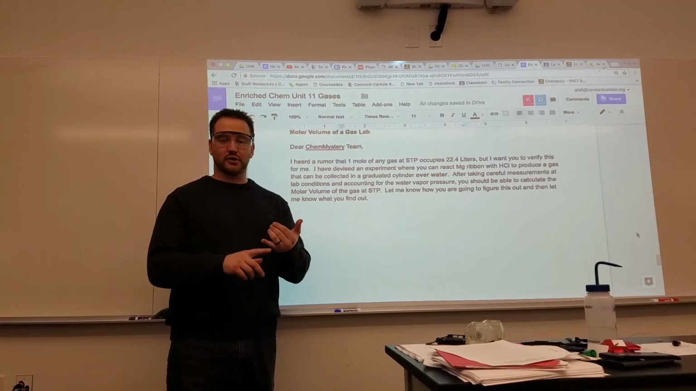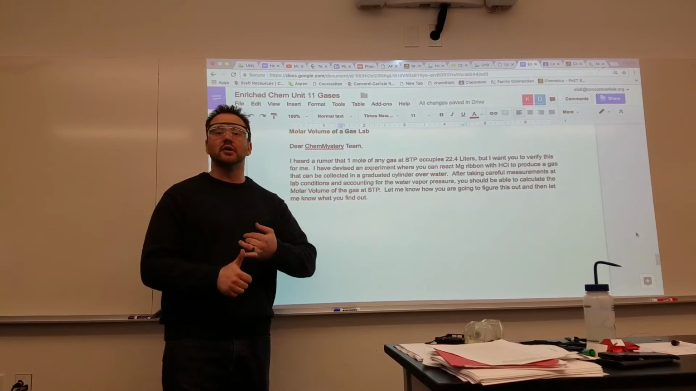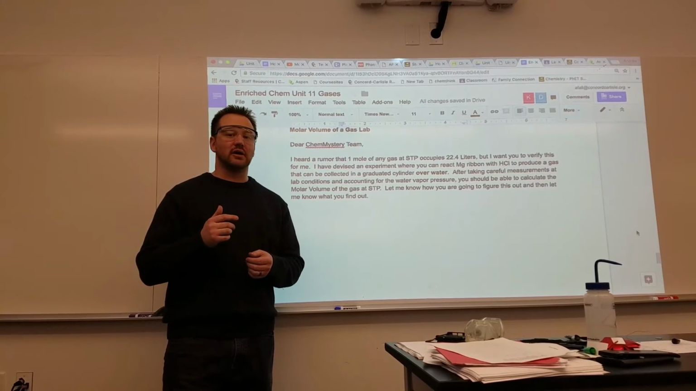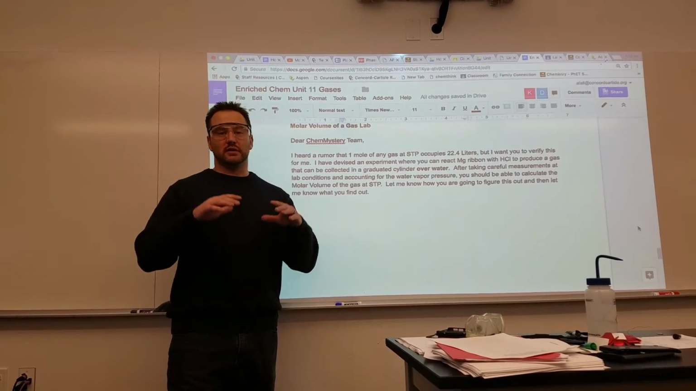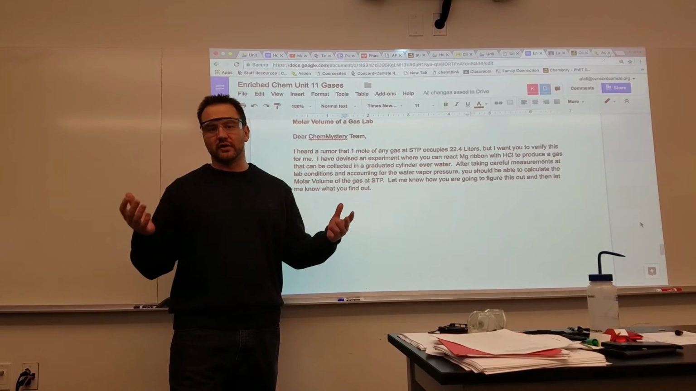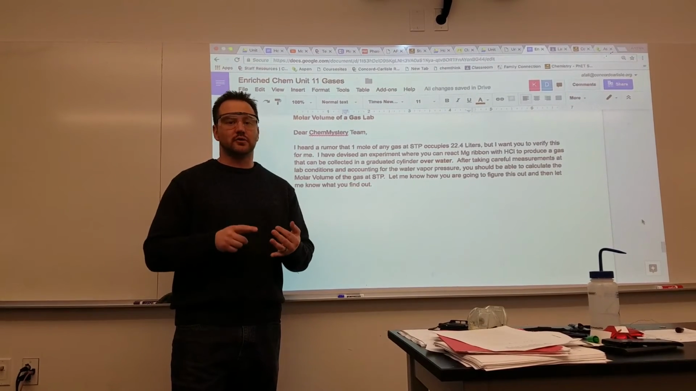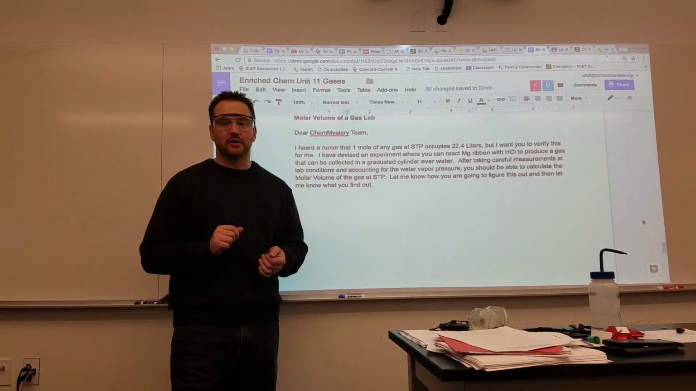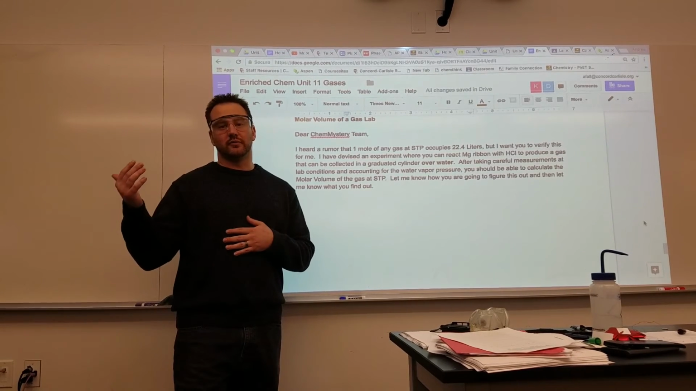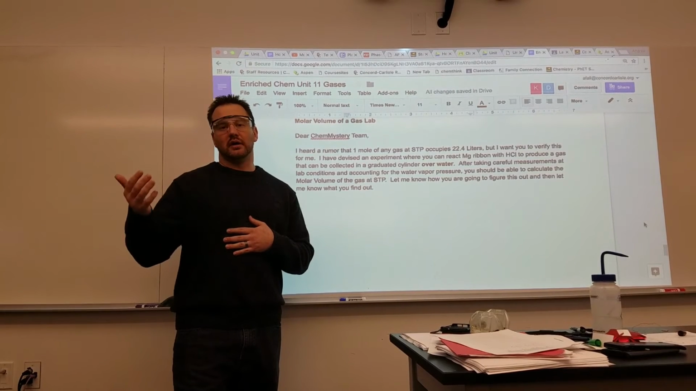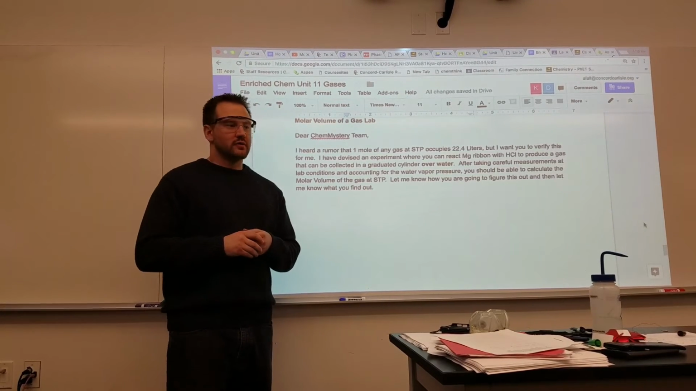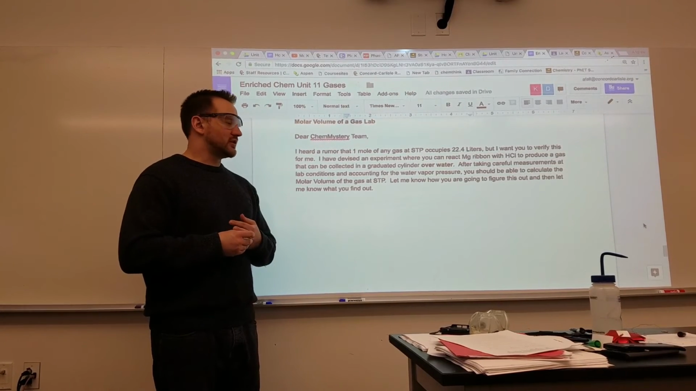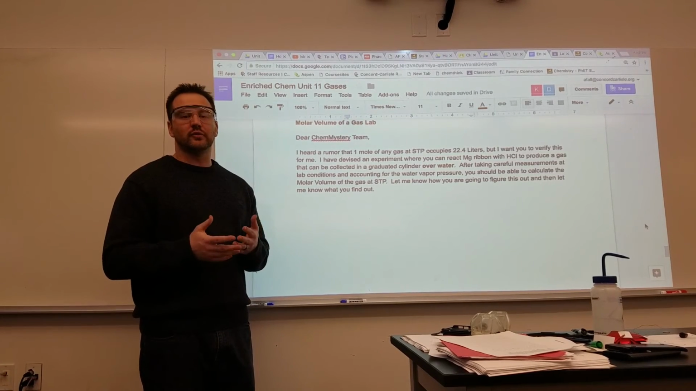So now you'll have a pressure. You should be able to measure the temperature. The temperature of the gas inside the graduated cylinder is going to be equal to the temperature of the water bath, so you can very easily measure that. So you have temperature and pressure, and you can measure the volume in the graduated cylinder. Then you're going to convert those to what the volume would be at standard temperature and pressure. So we're going to do that, and you're going to see how close you get to 22.4 and calculate a percent error.